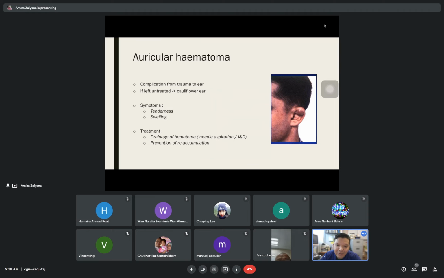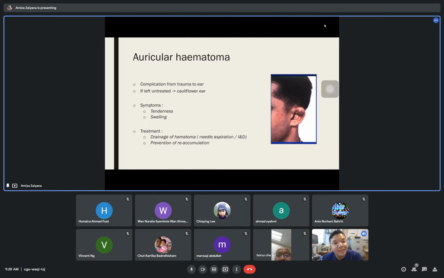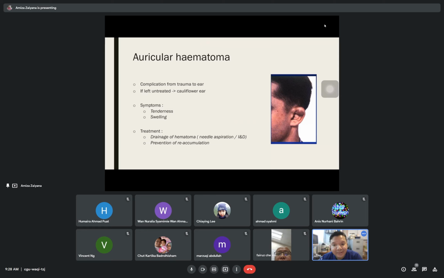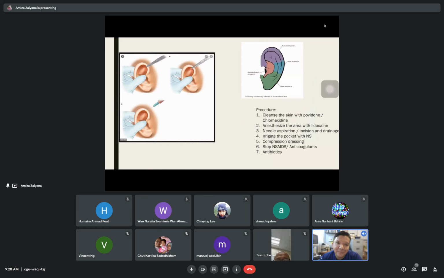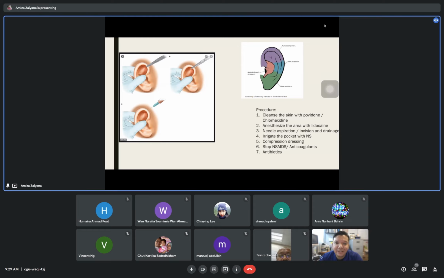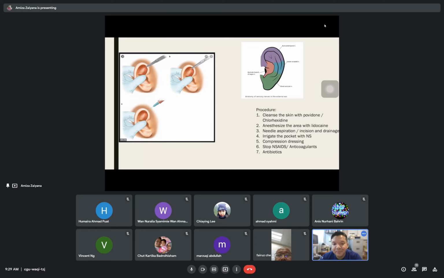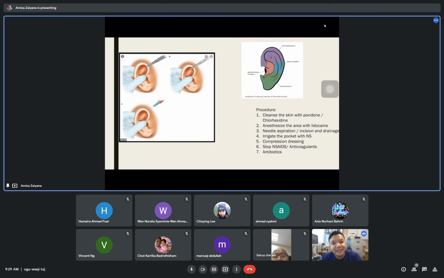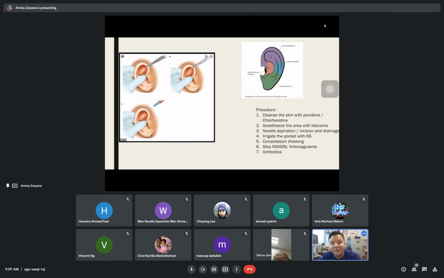Okay, why does the cauliflower ear happen? Because when you have the hematoma there, you will compromise the blood supply to the cartilage. Sebab your ear tu, yang kat the pinna, all is cartilage. So when there's a hematoma, you don't drain, this will compress the blood supply to the cartilage. So nanti dia akan ischemia lah. Ischemia, nanti your ear will become deformed lah, or your cartilage will actually be deformed. Okay. So this one is more cosmetic lah, basically.